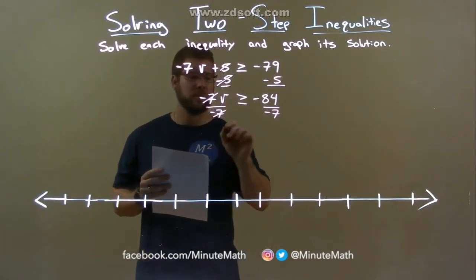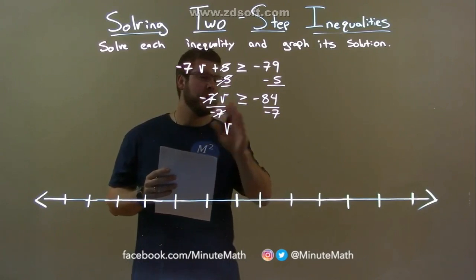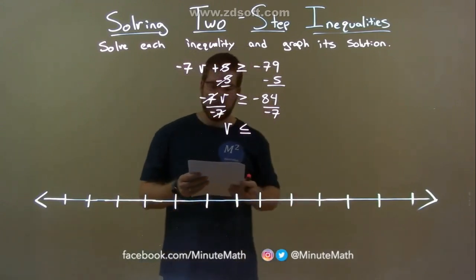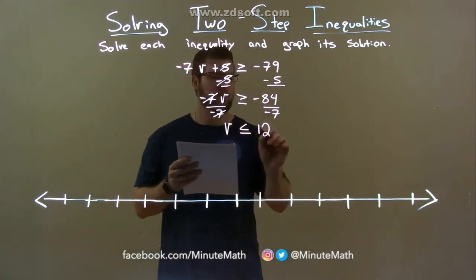Negative 7's cancel, and v is by itself. But remember, when we divide by a negative over the inequality, the sign flips. Greater than or equal to is less than or equal to. Negative 84 divided by negative 7 comes out to be a positive 12.